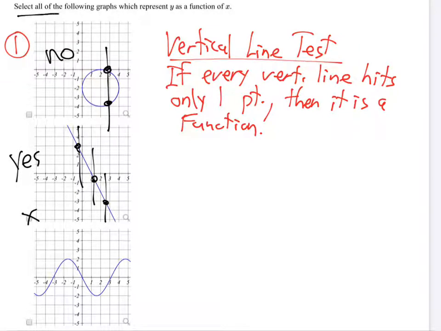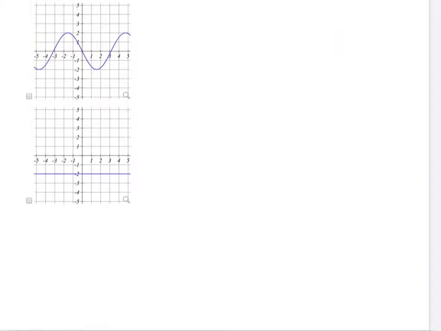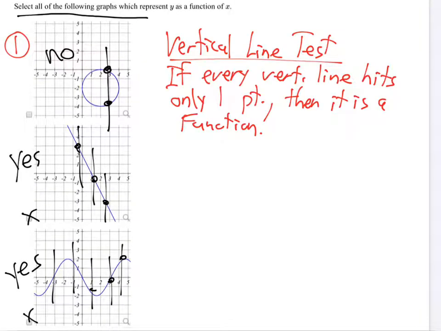It wants me to select the ones that are functions. How about the third one? Every vertical line only hits once, so that's good. That's another yes. That makes sense. You want vertical lines to only hit once. How about there's two more, or we already did this one, huh? It's the same one again, yes. And how about this last one? It only hits one. Yes. Every vertical line only hits once. These are both yes. And there we go. Just as easy as that.